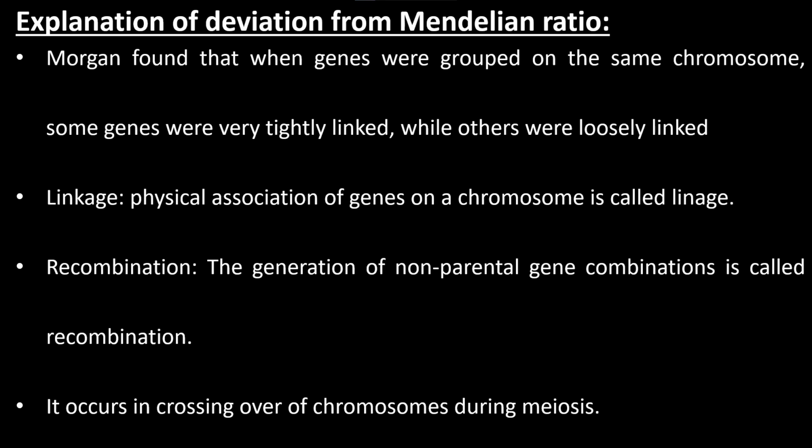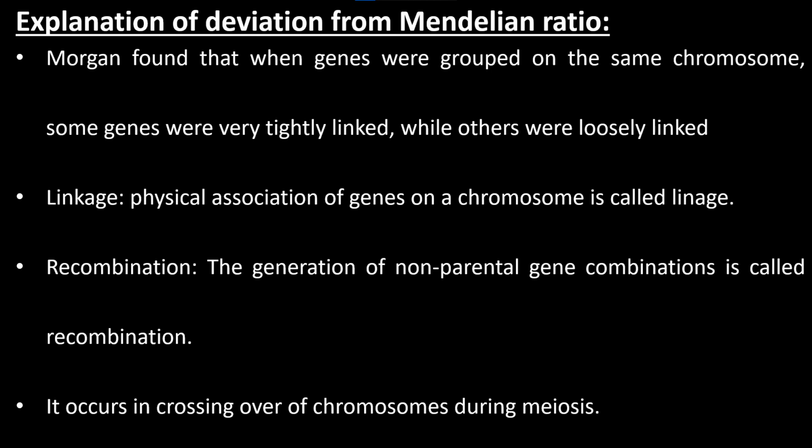Explanation of deviation from Mendelian ratio. Morgan found that when genes were grouped on the same chromosome, some genes were very tightly linked, while others were loosely linked. Linkage: physical association of genes on a chromosome is called linkage, and the generation of non-parental gene combinations is called recombination. It occurs in crossing over of chromosomes during meiosis.